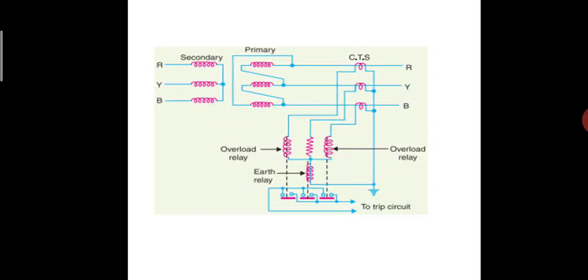Secondary, RYB phases, secondary side and primary side. Two overload relays and one earth relay. Three phases RYB, these are current transformers.